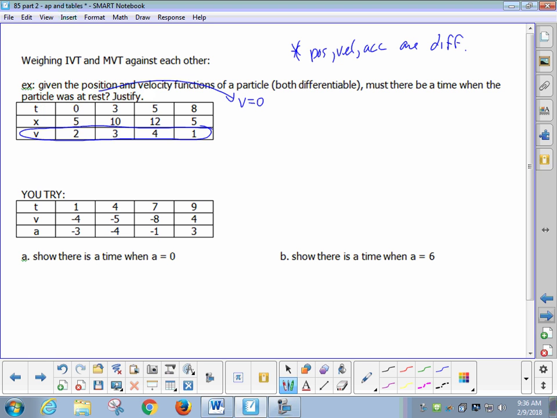Okay, so write that down in your notes. IVT for the velocity doesn't seem to guarantee velocity equals 0. And yet, if you look hard enough, you'll see, yeah, velocity has to equal 0. Why?